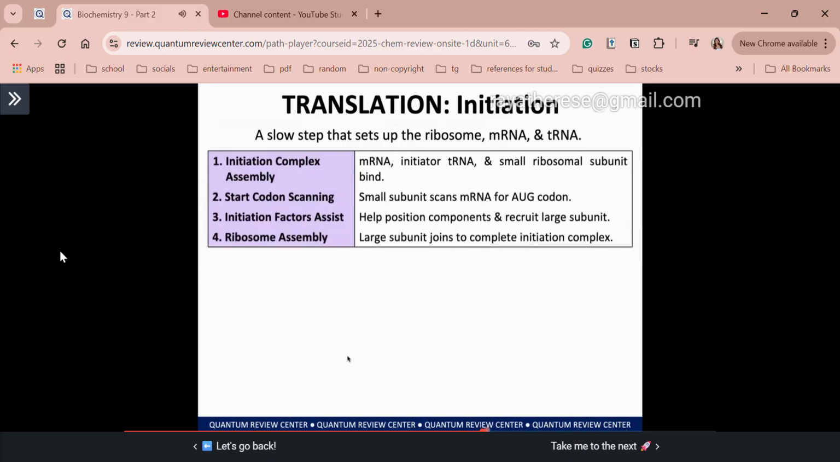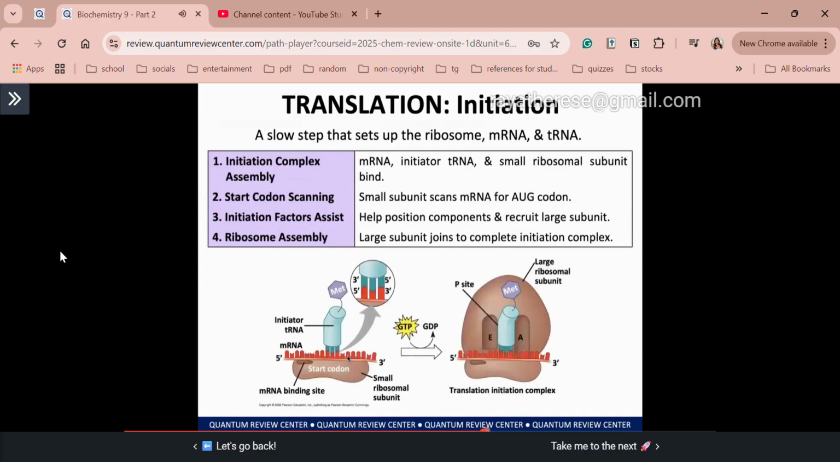So let's see the processes occurring in your initiation step. Here is the visualization. The first one is the initiation complex assembly, where your mRNA first binds with your initiator tRNA. And of course, upon binding of tRNA and mRNA, your small subunit will scan for the start codon in your mRNA to attach it to your binding site of mRNA and small ribosomal subunit. Class, what is the binding site? That's the A site or your entry point, right?